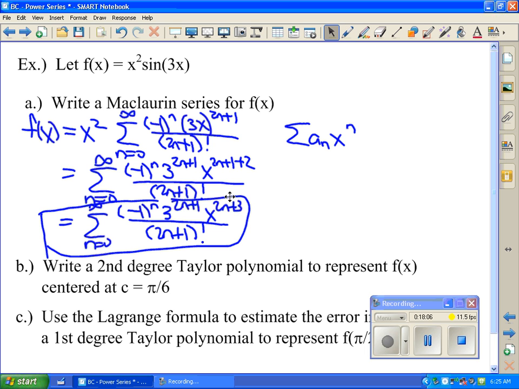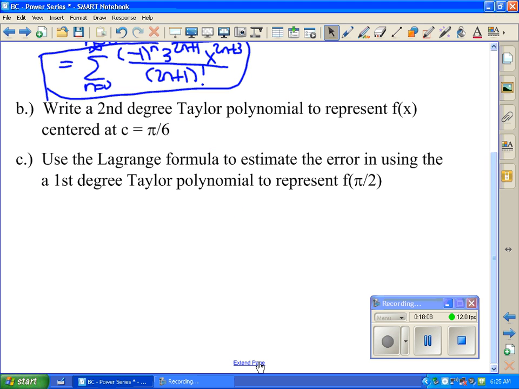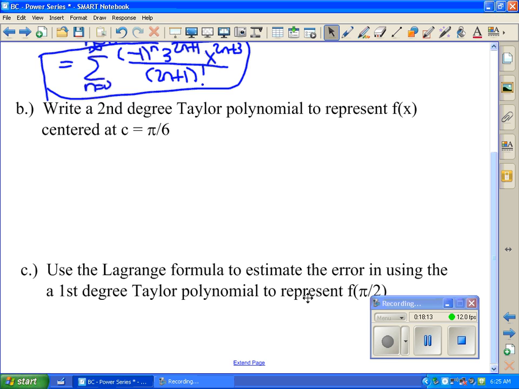Okay, second part. I'm going to take the same function, x squared sine 3x, I believe. And this time I want to write a second degree Taylor polynomial to represent the function centered at c equals pi over 6. So I'm going to write this before I forget. Now, this time I can't use my Maclaurin series definition because it's centered at pi over 6, and the Maclaurin series is centered at 0. So I'm going to have to just brute force, work through the different derivatives, and then write the expression out.